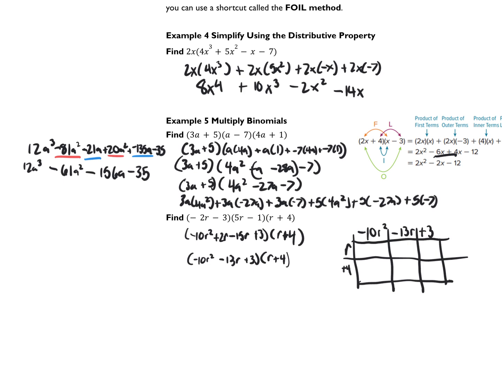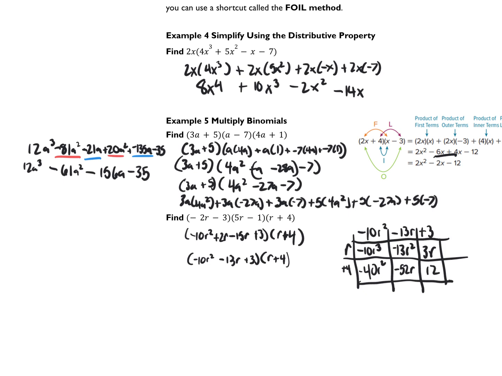And we're going to fill each box here. So we're going to multiply r with negative 10r squared to get negative 10r cubed. Then I multiply r with the negative 13r to get negative 13r squared. Then r with 3 to get 3r. Then I multiply 4 by the negative 10r squared to get negative 40r squared. 4 times negative 13 is going to be negative 52r. And then 4 times 3 is 12.